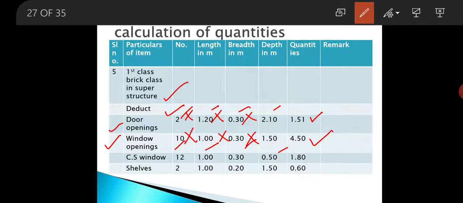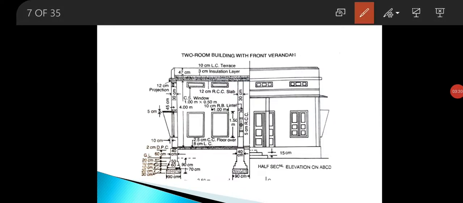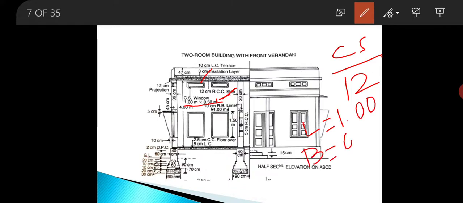Then we will move to the CS windows, that is clerestory windows. You can see here there are CS windows which are provided above the windows as well as the door. These are the CS windows. Here there are 12 numbers of CS windows of size 1 meter by 0.5 meter. Here you can see the size of the CS window, 1 by 0.5. So the length of the opening will be 1, breadth is 0.3 and depth is equal to 0.5 meter. Clear?